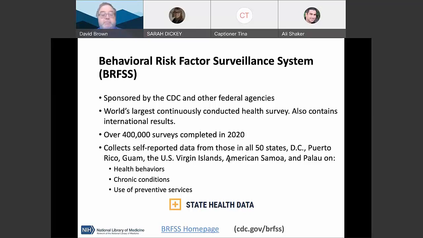It collects self-reported data from all 50 states, DC, Puerto Rico, Guam, the U.S. Virgin Islands, American Samoa, and Palau, on their health behaviors, their chronic conditions, and the use of preventative services. It's a great place to find high quality information, at least in the raw data set that you can further analyze as you go along.